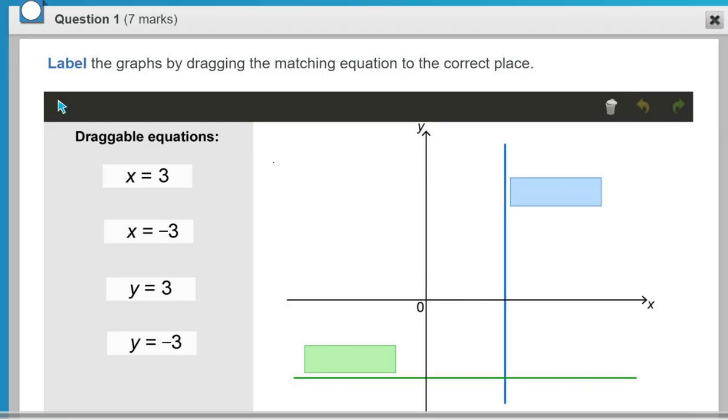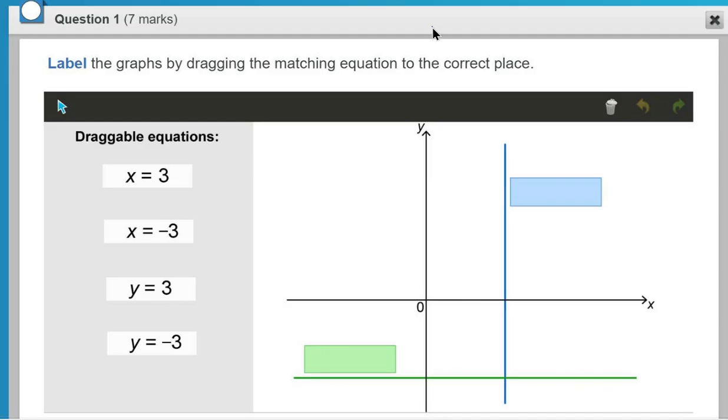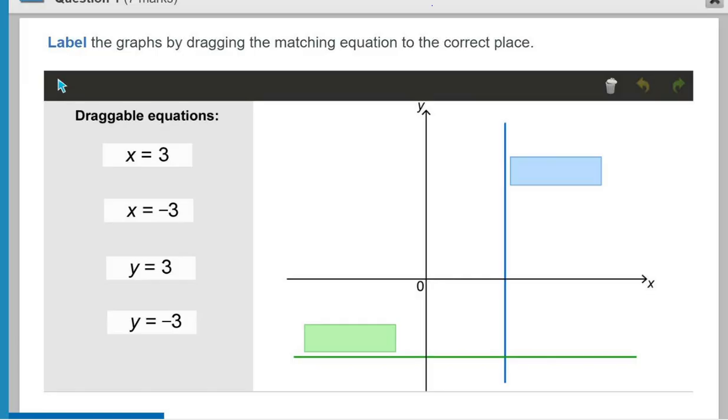So, today's goal is to solve the November 2024 IB MYP Standard Mathematics paper. Question number one says label the graphs by dragging the matching equations to the correct place. So, the graph that you have here in front of you, you're supposed to match it correctly. Okay. Now, how do we attempt this question?